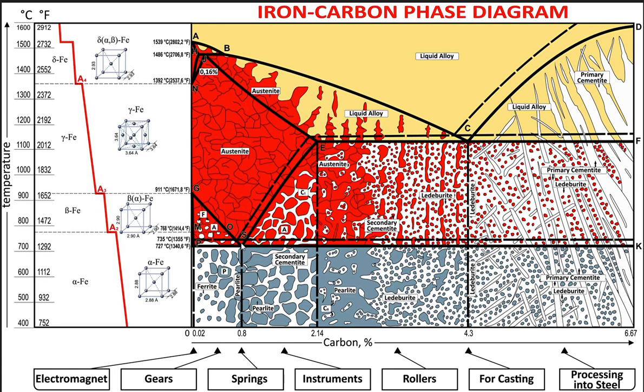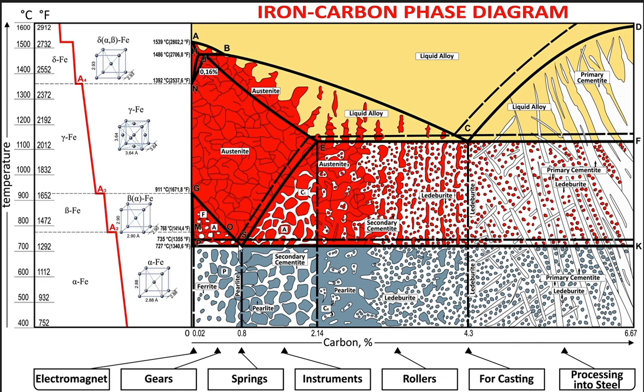And then we have the eutectoid point. It's at 0.76% carbon and 727 degrees Celsius. It is basically when you cool austenite enough through this point, it transforms directly into a two-phase solid called pearlite.